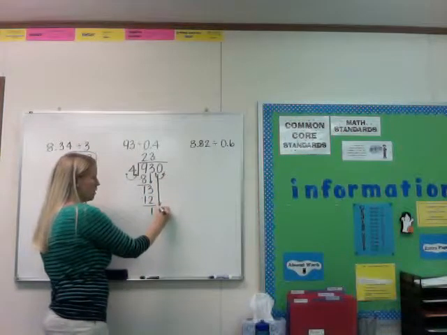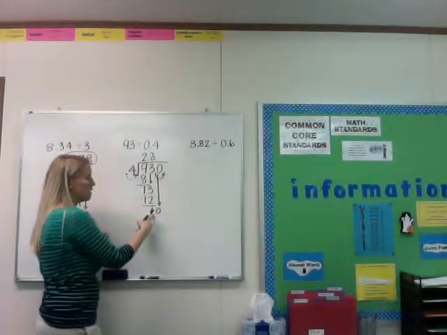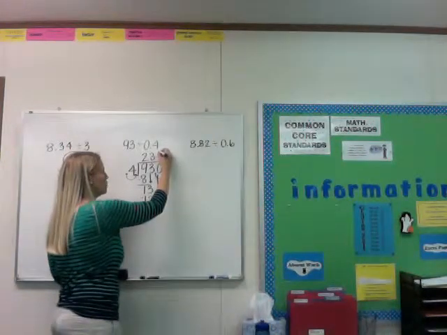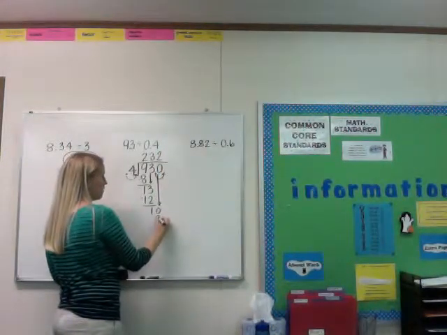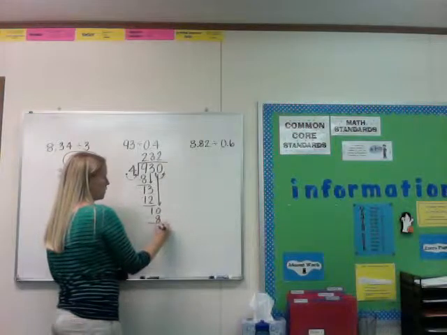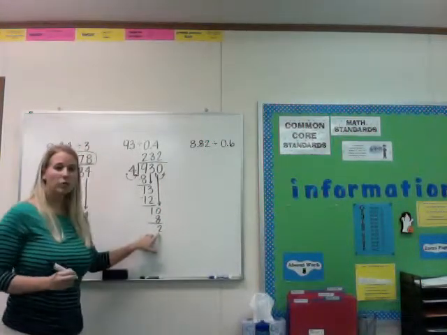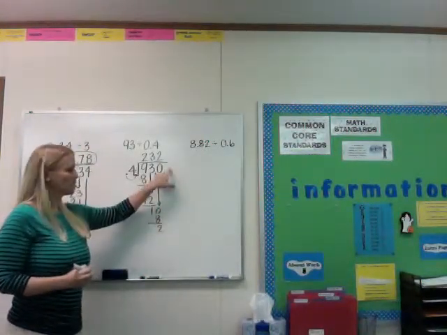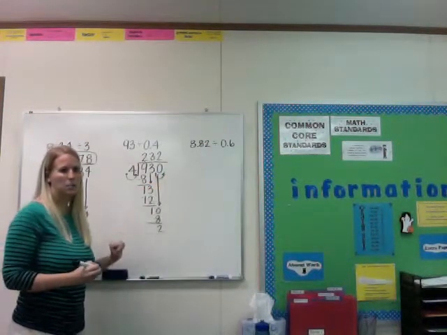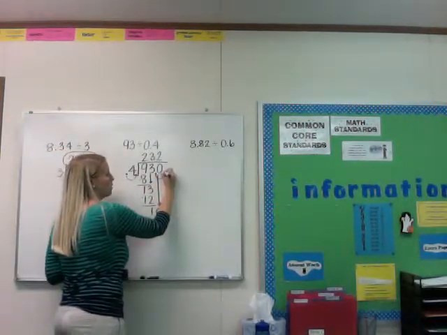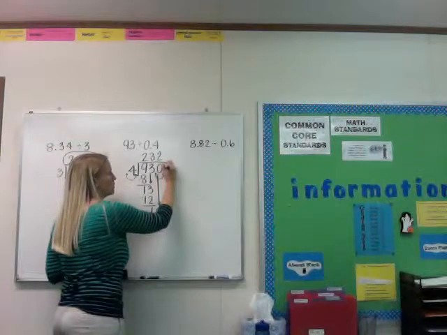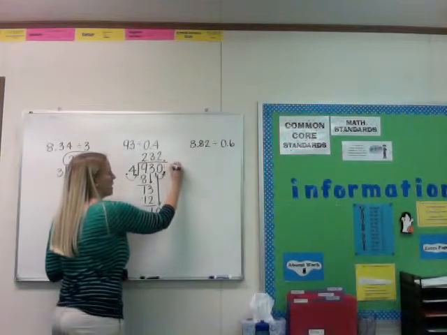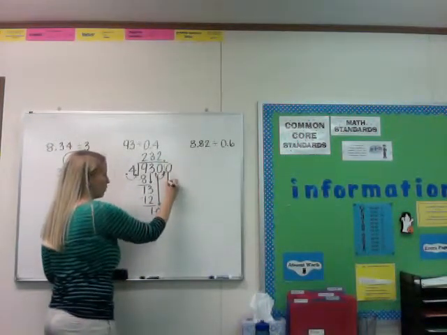Bring down my 0. 4 goes into 10 2 times. That'll give me 8 with a remainder of 2. Now, I can't have a remainder here, and I don't have anything else to bring down. So now I need to add some zeros. Now remember, your decimal point is here now, so let's bring it straight up into my answer. I'm going to add a 0 and bring it down.